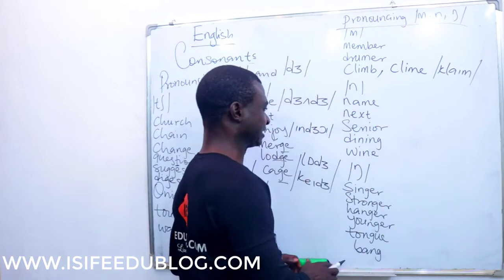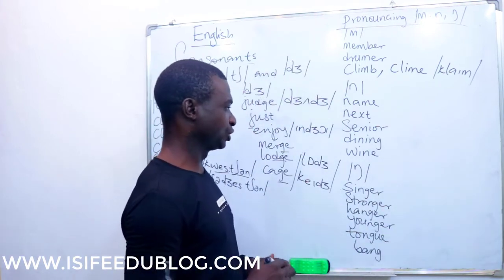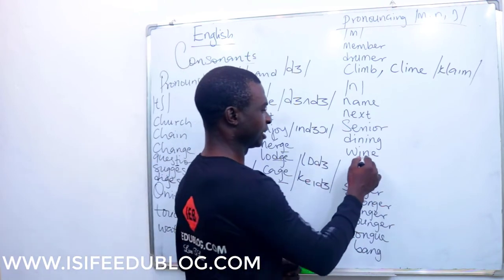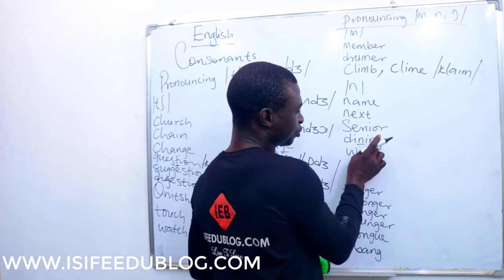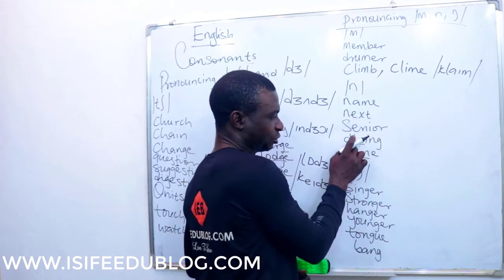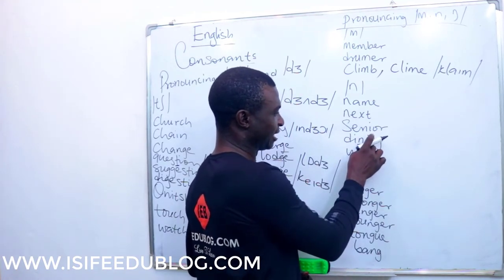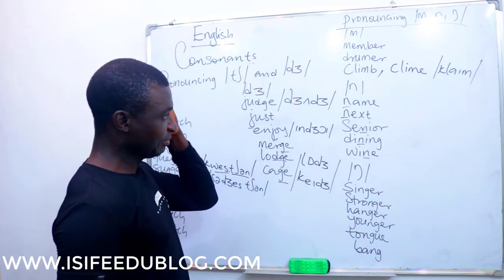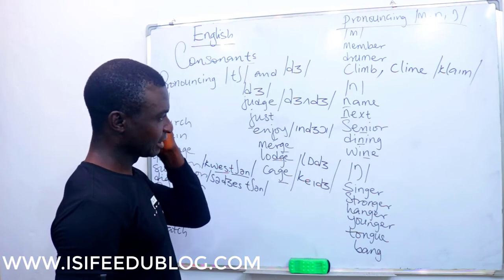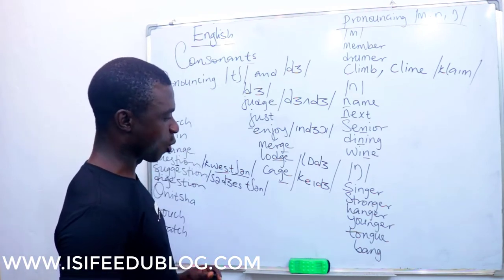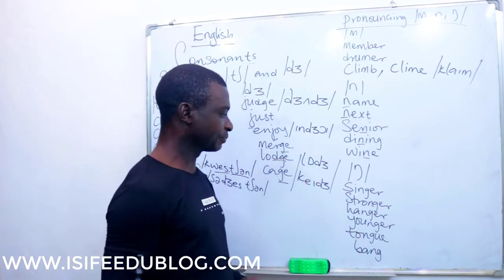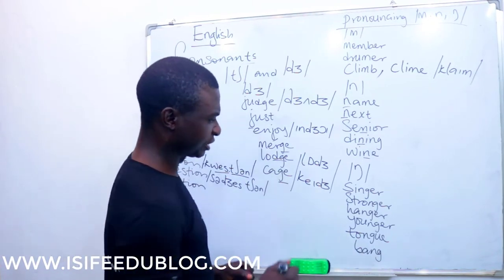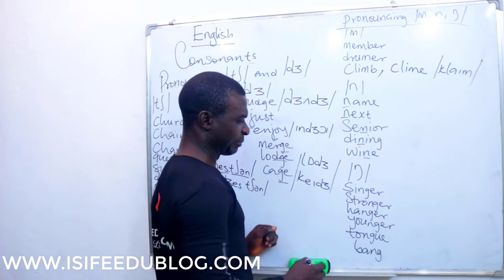So dining is D-I-N-I-N-G. And here it is wine, all with the sound n. Please note this N. This N gives you n. This one is ng. So take note of those. Name, next, senior, dining, and wine. We have ng. Please take note of the technicality of these examples.